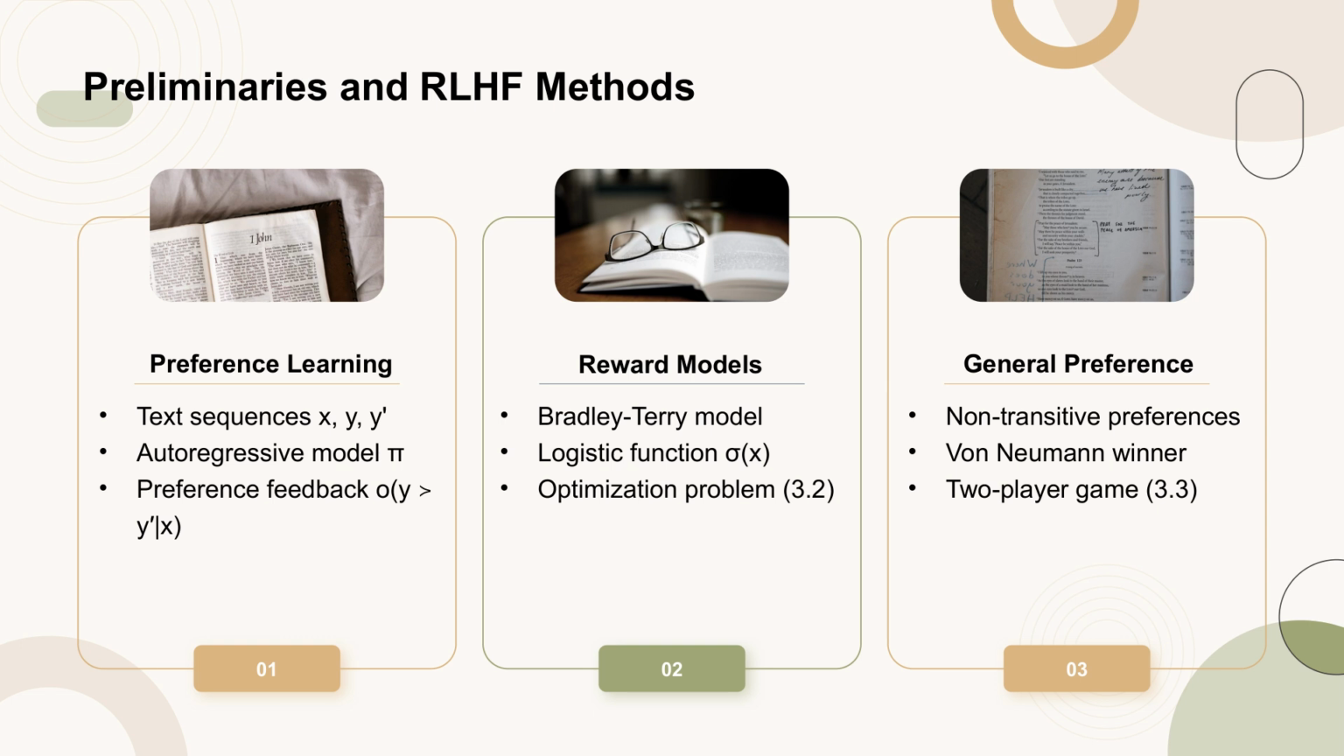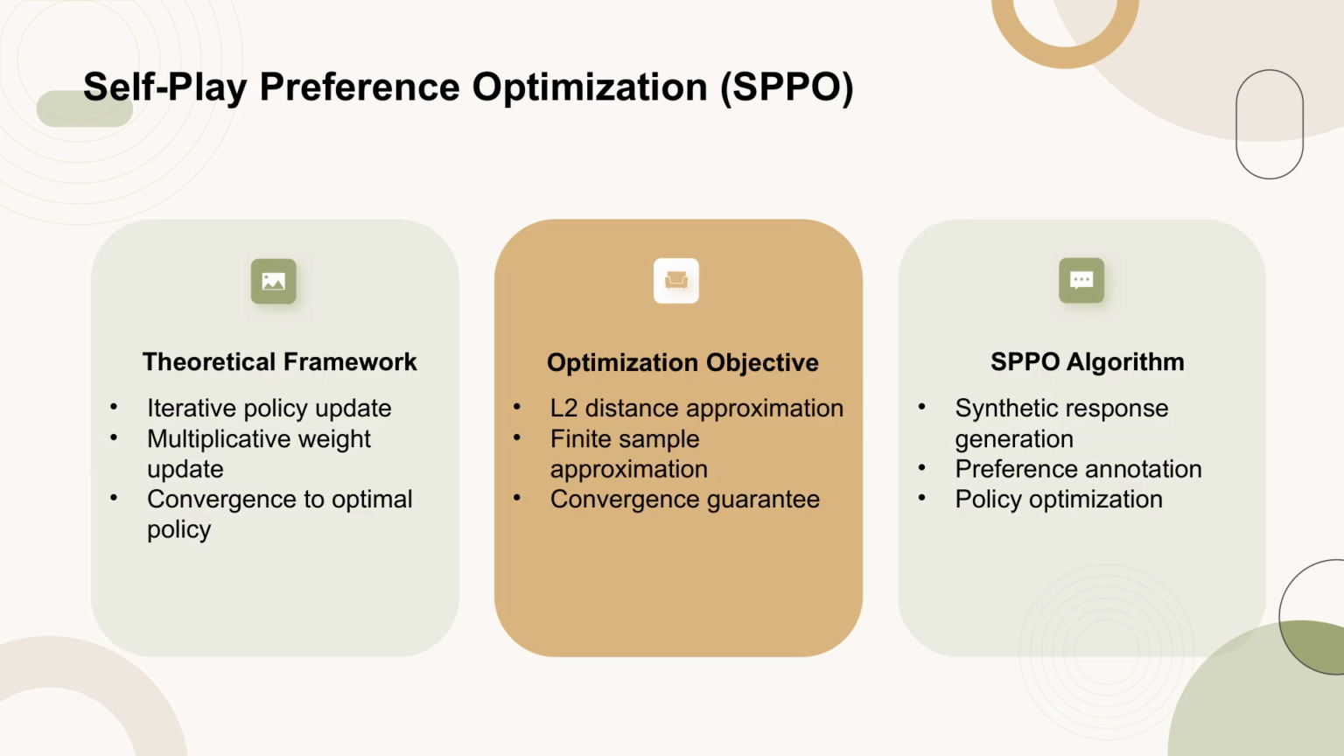In cases where human preferences are non-transitive, a general preference approach is used, identifying the von Neumann winner as the Nash equilibrium in a two-player constant-sum game. The self-play preference optimization, SPPO, algorithm is grounded in a theoretical framework that iteratively updates the policy to converge to the optimal policy. This framework relies on a multiplicative weight update mechanism, where the updated policy in each round is derived from the previous policy. The optimization objective of SPPO is approximated using L2 distance and can be effectively approximated with finite samples, ensuring a convergence guarantee.